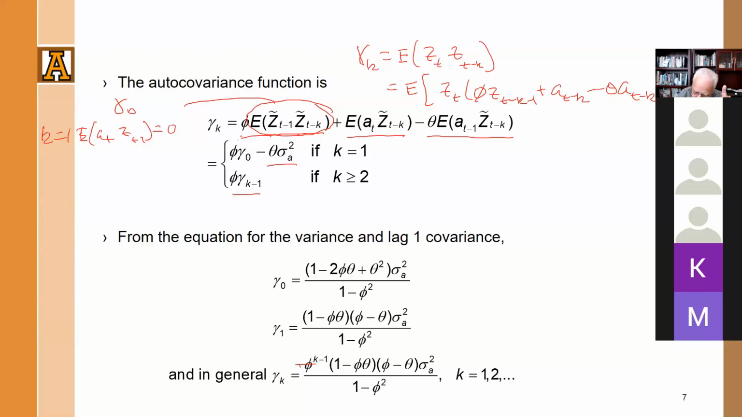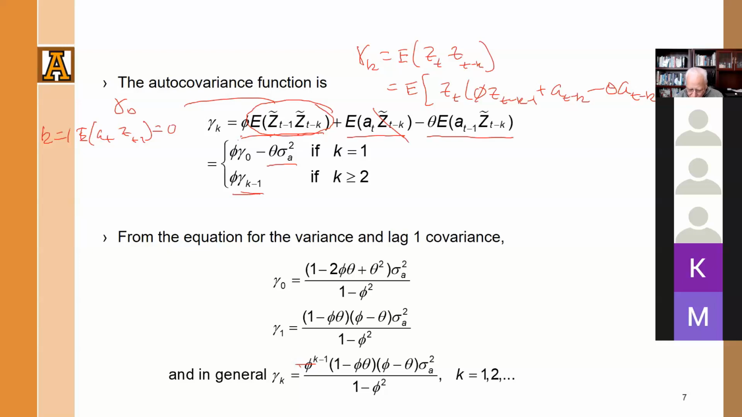Now, if k is equal to 2, I have at zt minus 2. Or if k is equal to 3, it is at zt minus 3. Zt minus 2 does not depend on at. So that's going to disappear. This term disappears. And so does this term, because I have at minus 1, and I'll have at ct minus 2, which doesn't depend on at minus 1. So I only have left this term.